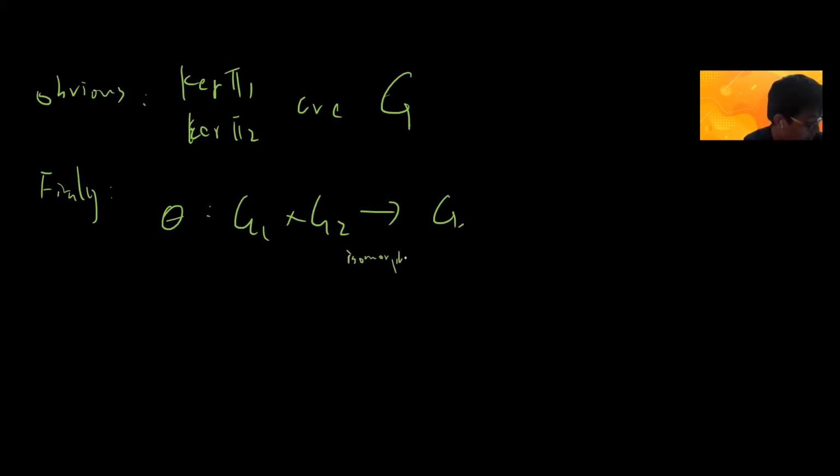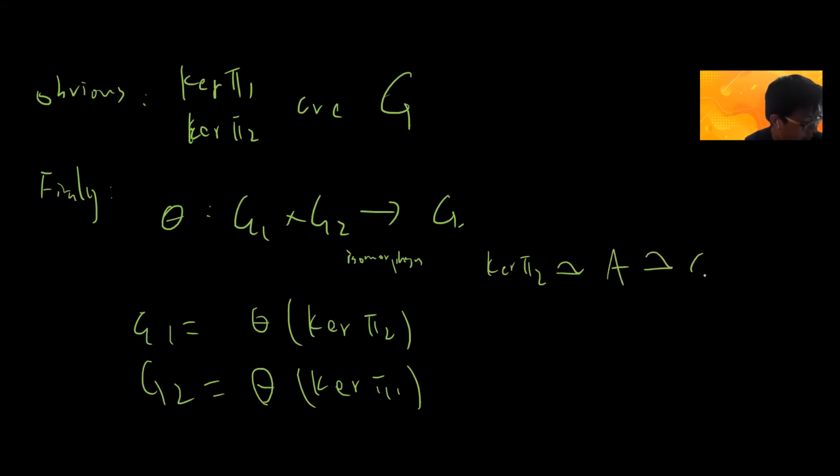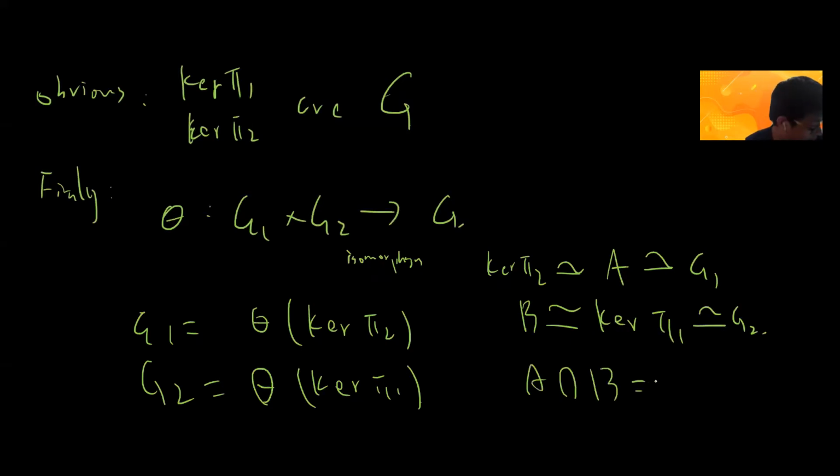Suppose theta is an isomorphism, then obviously G1 is just theta of kernel pi2, and G2 is just theta of kernel pi1. As I said, the kernel pi2 is isomorphic to A, isomorphic to G1, and B is isomorphic to kernel pi1, and so isomorphic to G2. Obviously, their intersection is trivial, and from these two you get AB equals G.